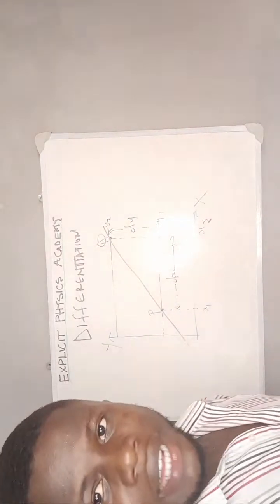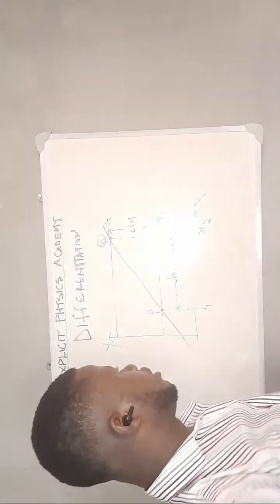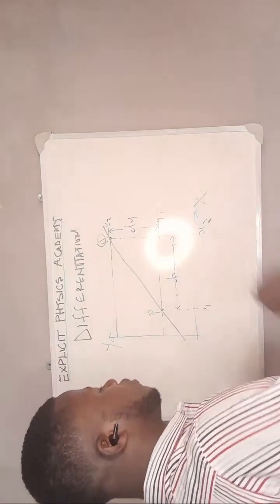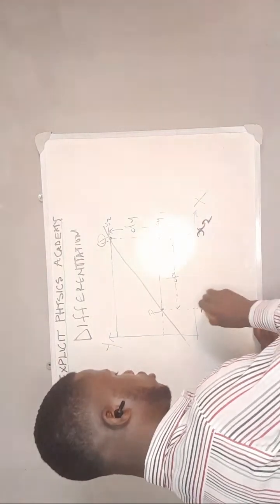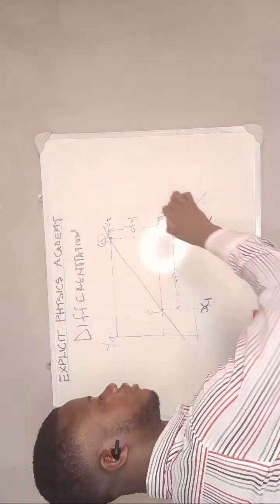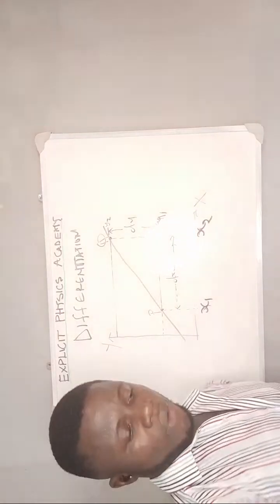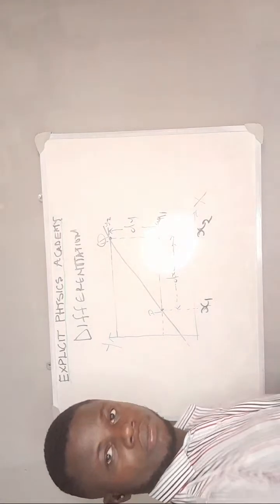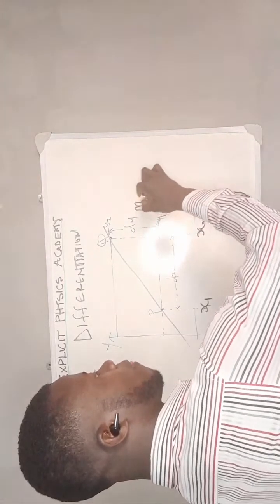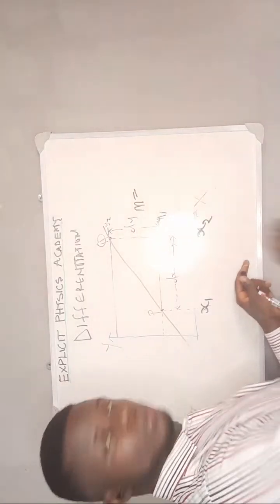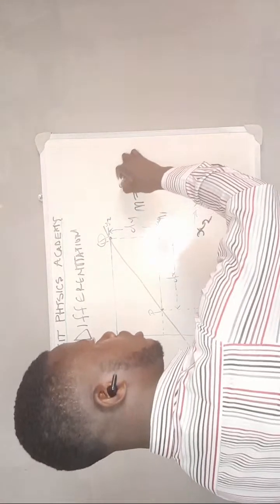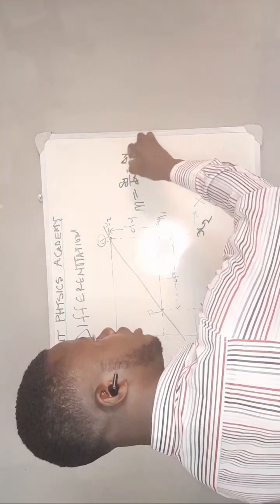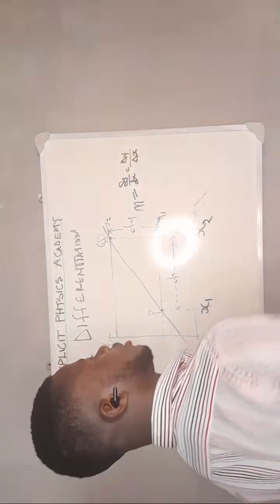Now, the gradient of this graph up here, I don't know whether it's clear for you over there. The gradient of this graph tells us the slope. So now if I want to find the change, the gradient, of course, will be M equal to change in Y over change in X.